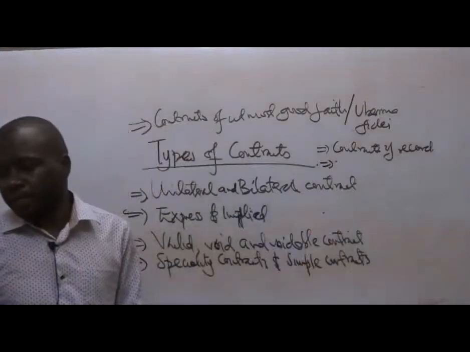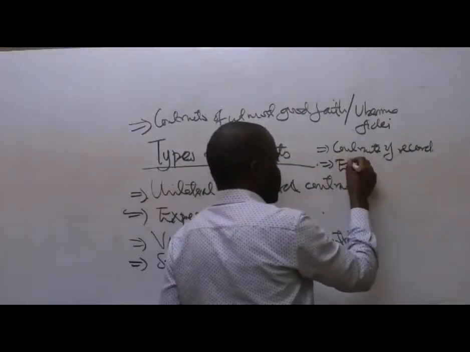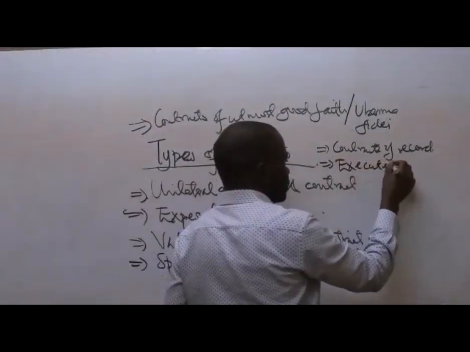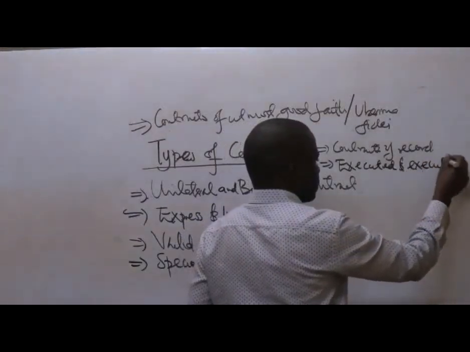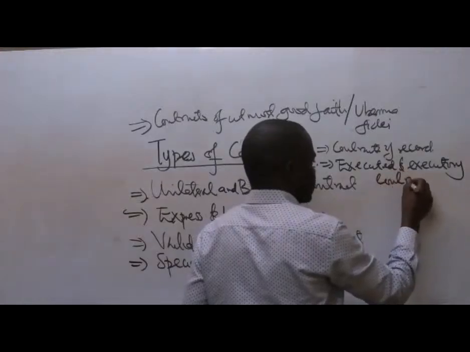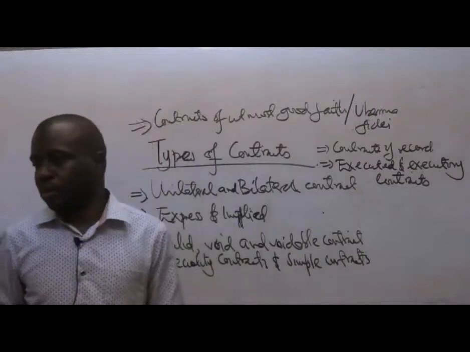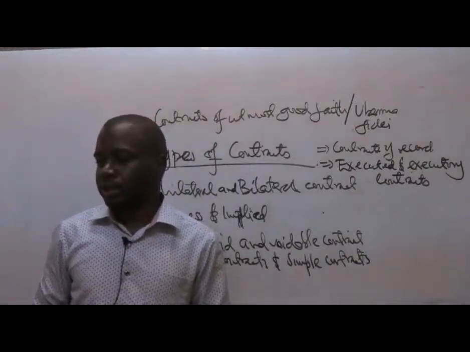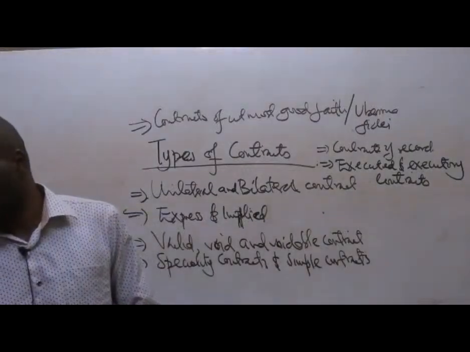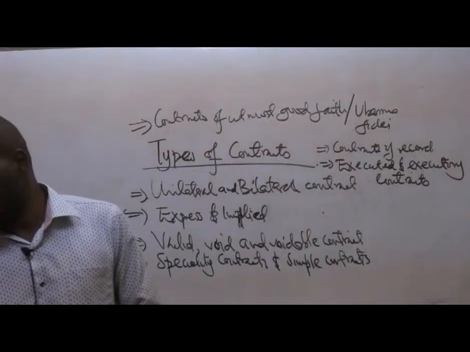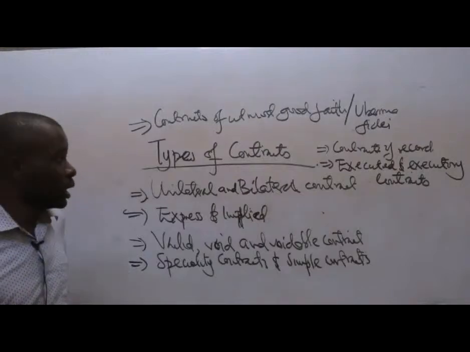Then we can have executed and executory contracts. So those are some of the types of contracts you can have.